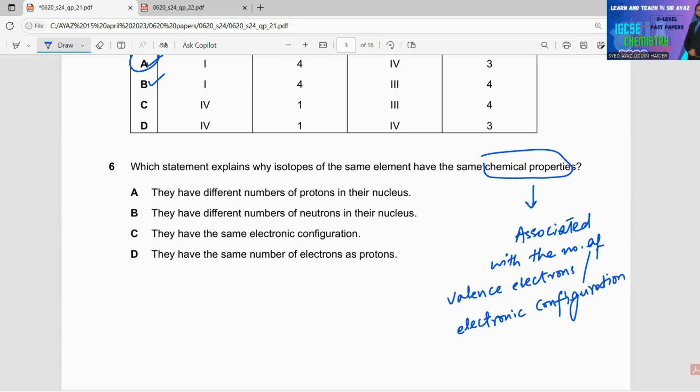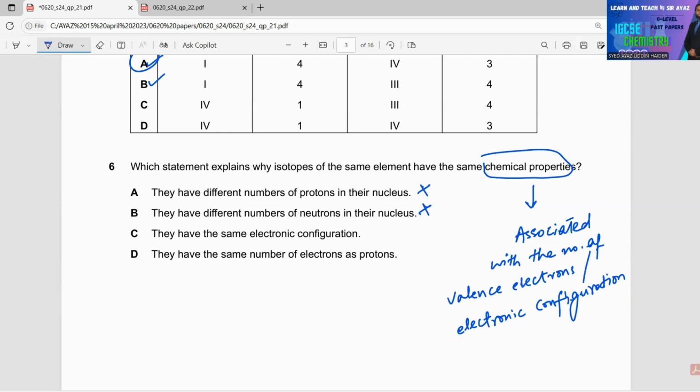Now I'm reading the choices. A, they have different numbers of protons in their nucleus. This is incorrect. Isotopes have the same number of protons. B, they have different numbers of neutrons in their nucleus. No, this is not the reason. Chemical properties are not related to neutrons. The statement is correct about the isotopes, but it's not related to the isotopes having the same chemical properties.